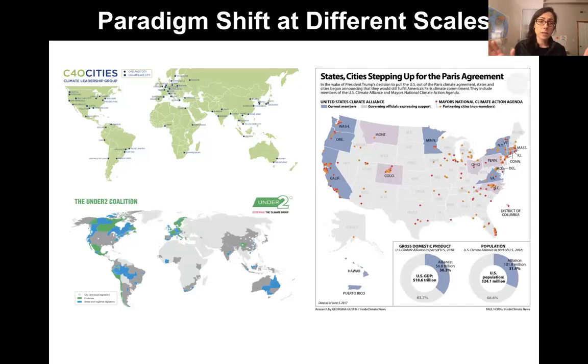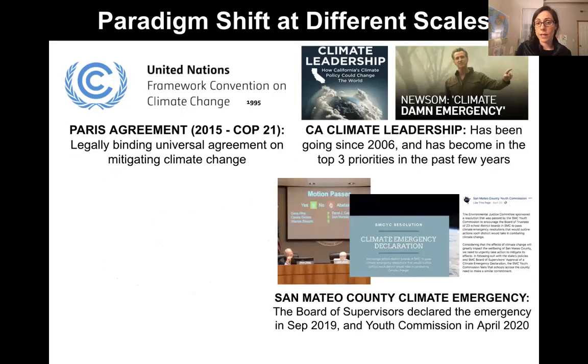So at the global scale, you'll see C40 cities are cities where there's mayors or leaders who are committed to policy and behavior change action. And then over here on this one, you'll see that there's states and cities who've also stepped up to say we commit at the local level to the Paris Agreement. So we've got the United States Climate Alliance and the Mayor's National Climate Agenda.